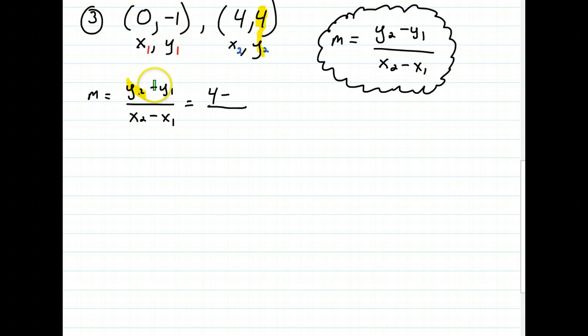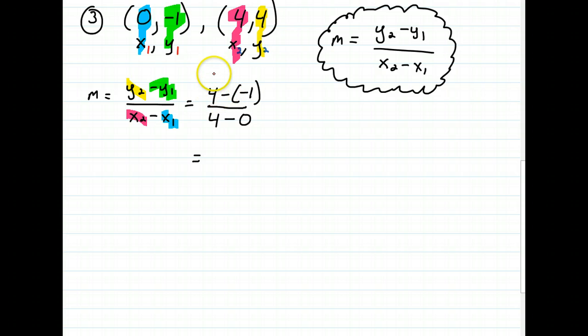And now we got a minus the y1. And so the y1's here. So we have our minus, and there was a negative 1, so we put it in parentheses like that. Now let's take care of the x2. So that's 4 minus the x1, which was just 0. And so now we simplify this. And so we have 4 minus negative 1. And when you subtract, you can change the sign.